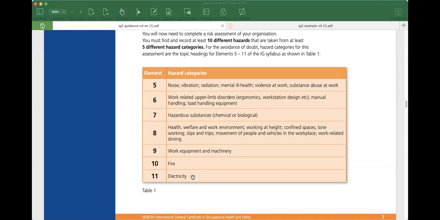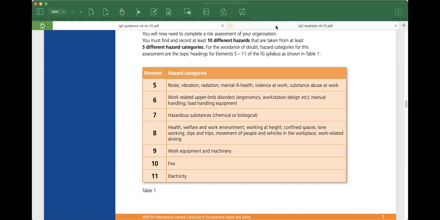So you need to produce 5 different hazard categories, and in every hazard category, you need to produce two different hazards. So 5 different hazard categories mean there will be 10 different hazards. For each hazard category, you need to identify 2 hazards.